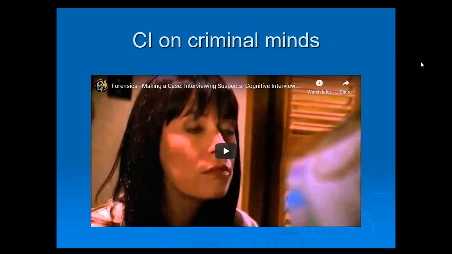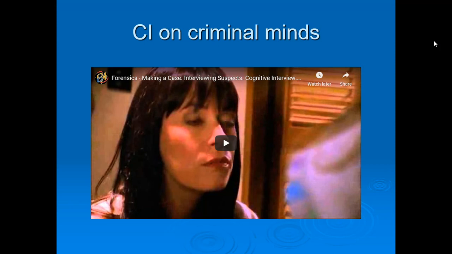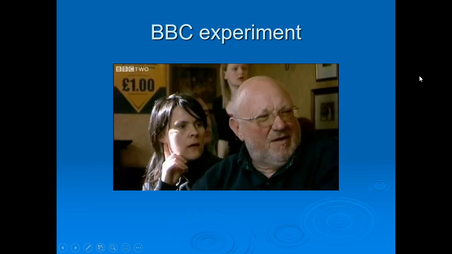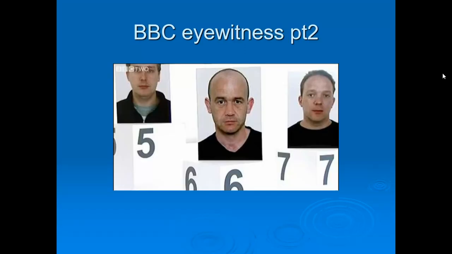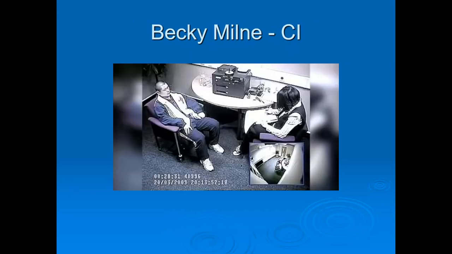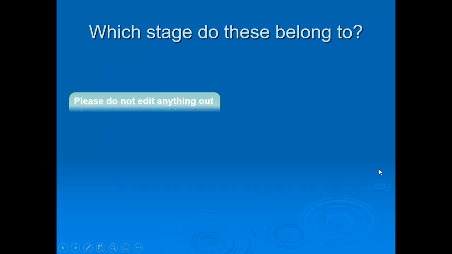Now, there's a fictional example of the cognitive interview being used here on the program Criminal Minds. So that's worth a look to see what we mean by the cognitive interview and how it works. And then there's also an example from a BBC experiment where people were eyewitnesses to a crime and the cognitive interview was used. There's 3 parts of the BBC video. You've got the first one there, and then the second one. And then in the third one, you've got the psychologist Becky Milne from Portsmouth University talking through the cognitive interview.